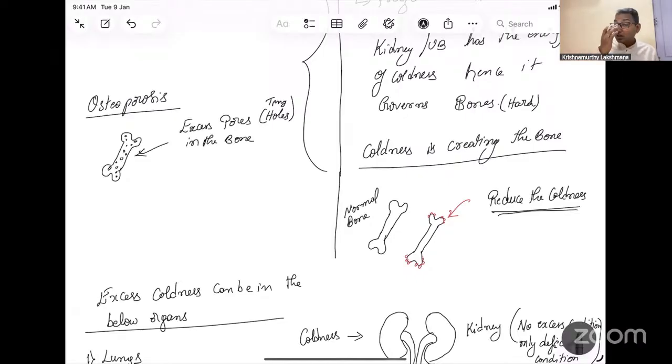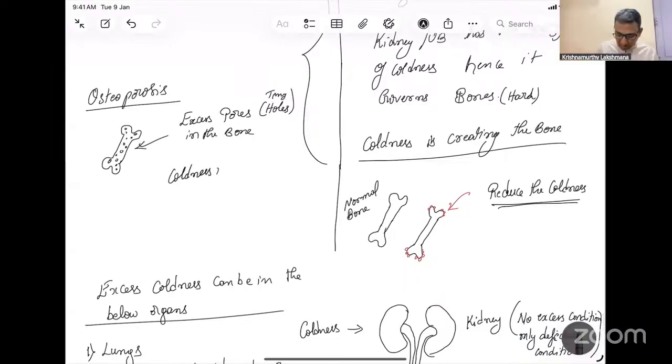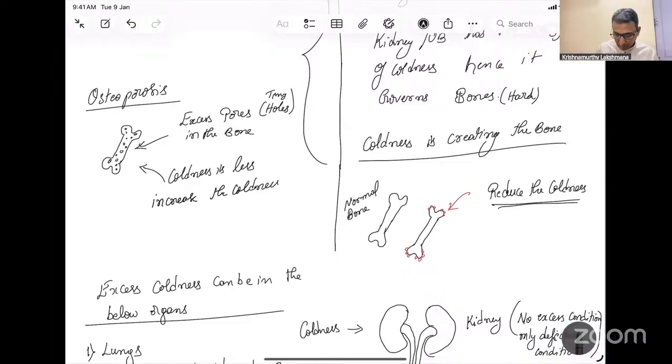Now here, what is the coldness? The coldness is less or coldness is more? Less. So here the coldness is less. Hence the bone is porous. Now what should I do? Increase the coldness. So when I say increase the coldness, what does it mean? What will you increase? How will you increase coldness?